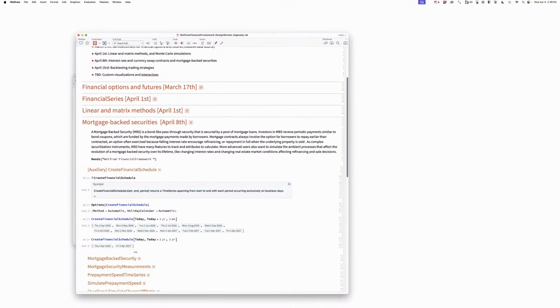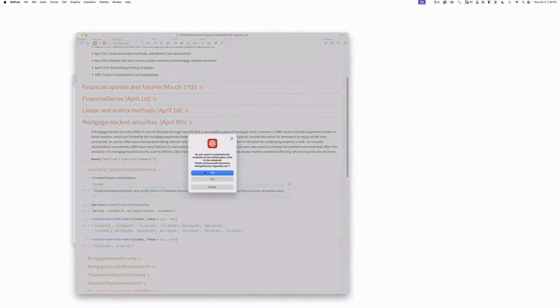So you just put that Needs if you haven't already. Yeah, you need the Needs at the top. Yes, over there. Do I evaluate this? No, please, no.